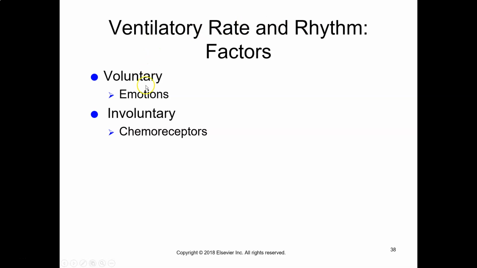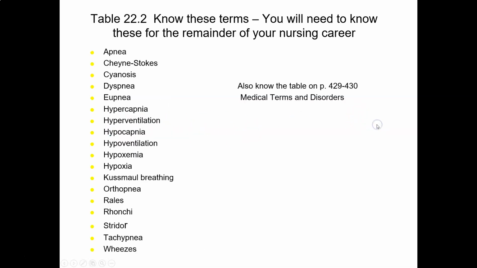Voluntary emotions can cause our rate and rhythm to increase or decrease if we're crying, or hysterical, or running, or whatever. And involuntary are the chemoreceptors in the brain. I want you to know these terms.